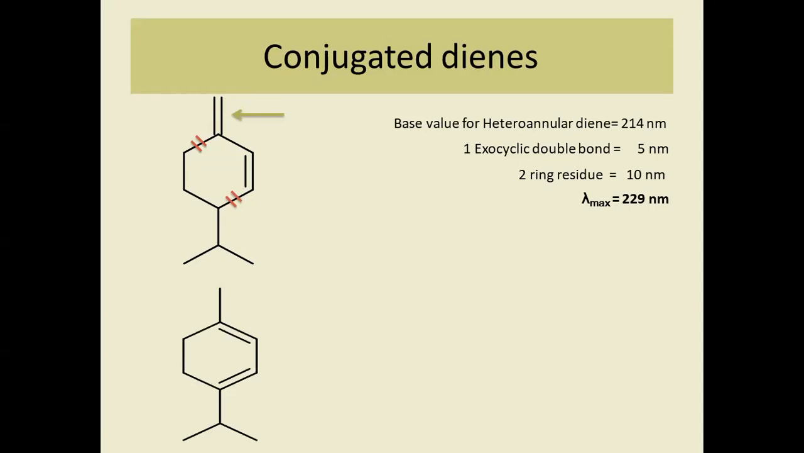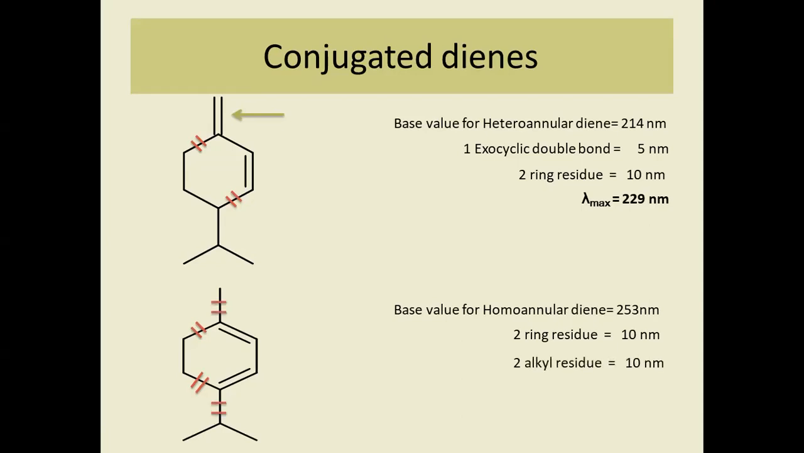Here the double bond position has been changed. Now it is a homoannular diene. So the base value is 253 nanometer. The two ring residues will contribute 10 nanometer. There are two alkyl residues which will contribute 10 nanometer. So totally lambda max will be equal to 273 nanometer.